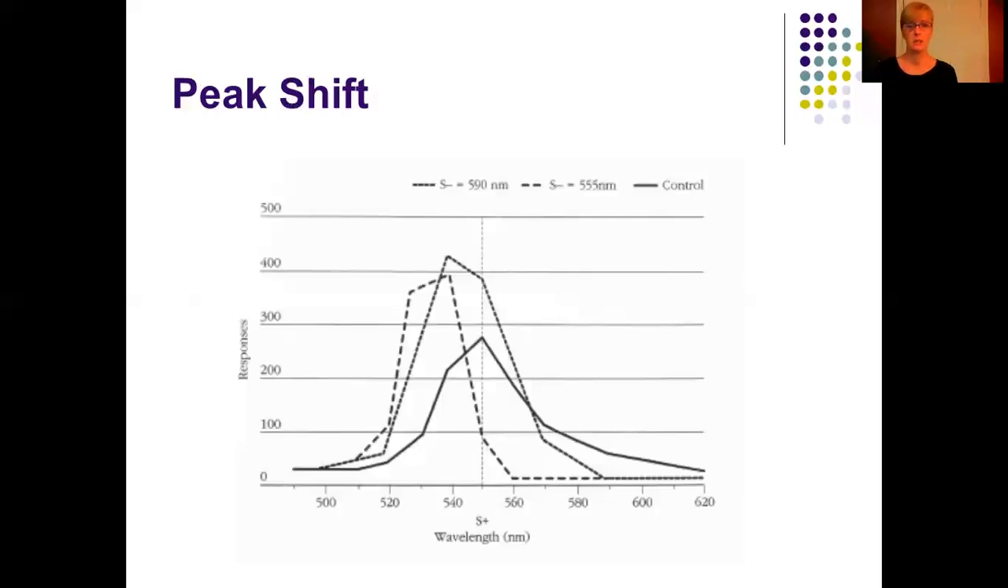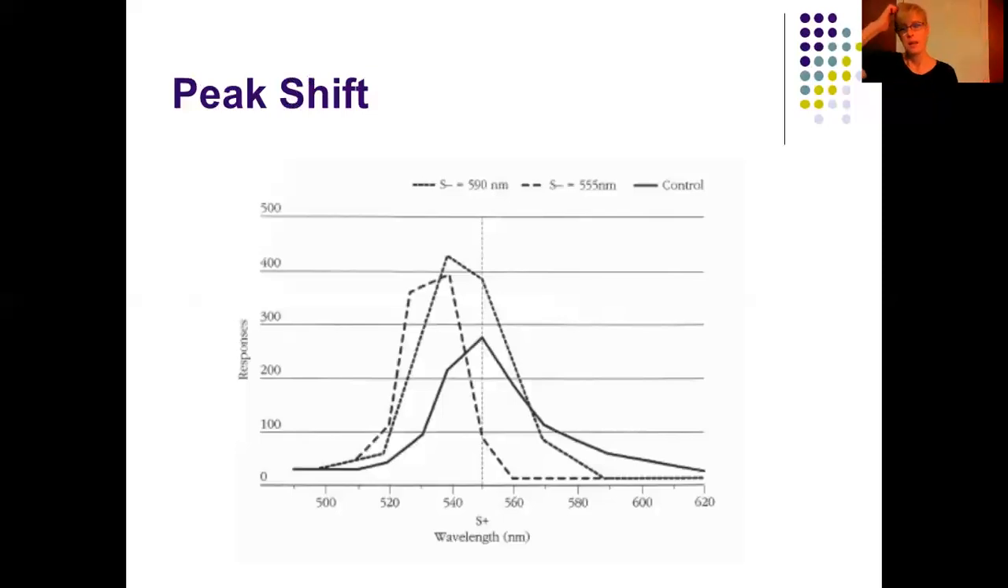So look at the smallest dotted line for the 590 guy. And what you see here is what color got the most responses? Where's the highest part of his graph? Weirdly, it is not at the S+. It's not at the thing that he was trained that you get food. It has shifted to the left.